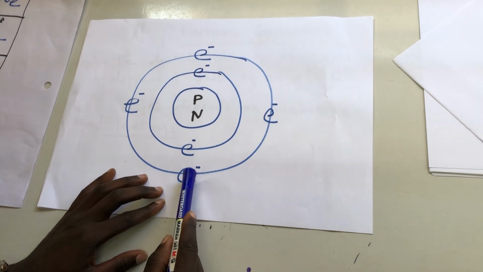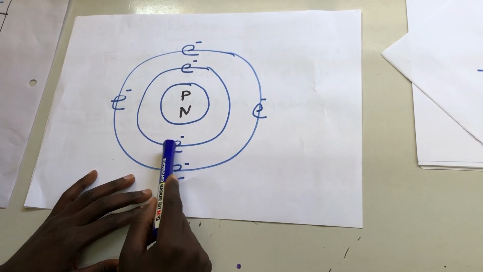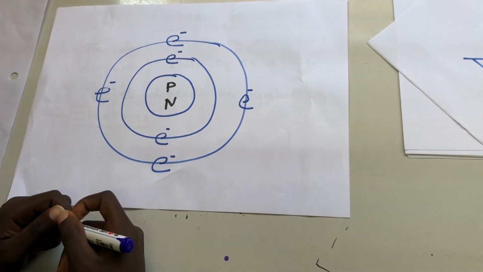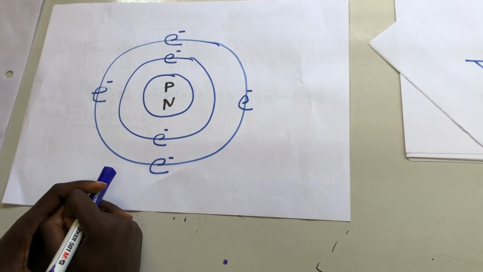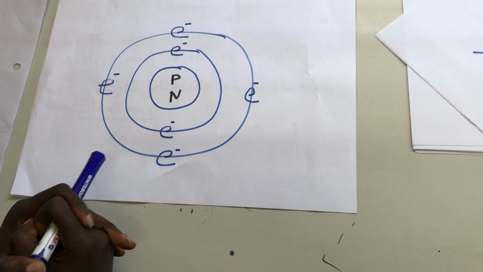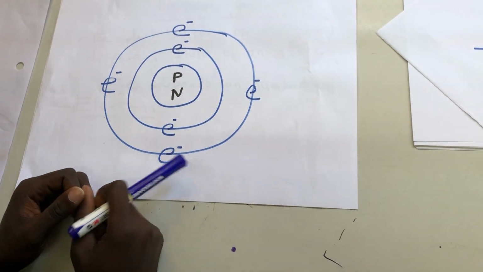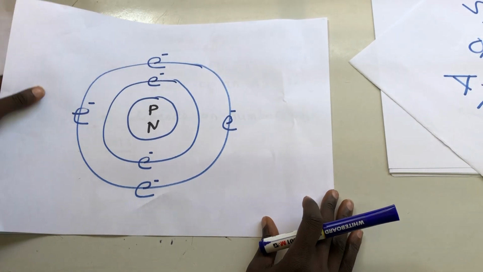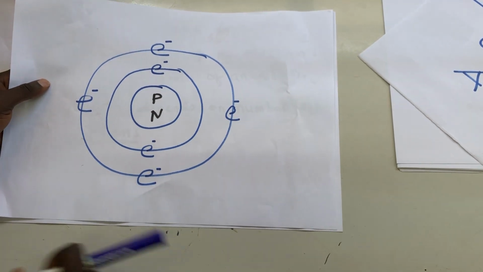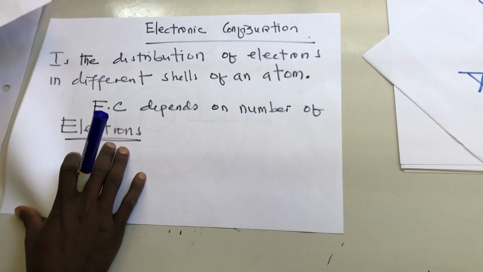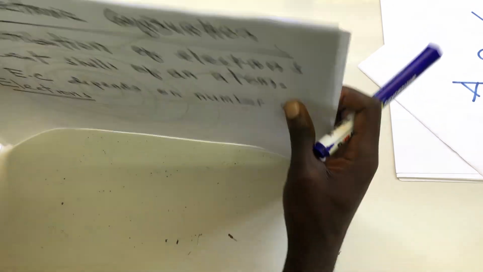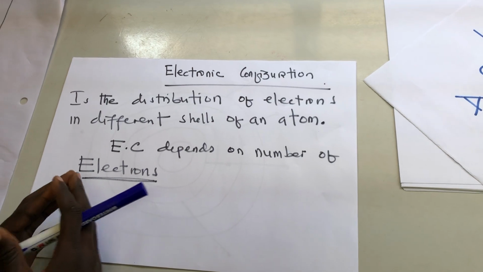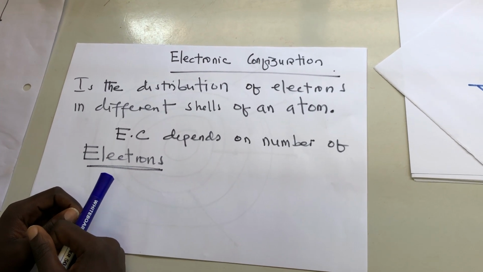So this tendency or this behavior of distributing electrons in different shells of the atoms, this is what we call electronic configuration. So electronic configuration is the distribution of electrons in different shells of an atom. So in this video we are going to learn how we can draw these electronic configurations. So as I said before, electronic configuration is the distribution of electrons in different shells of an atom.